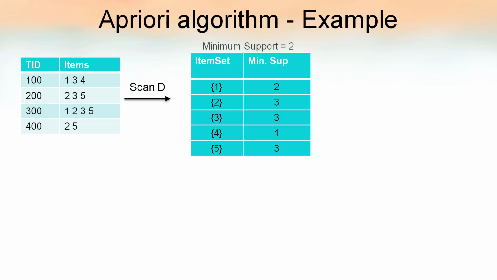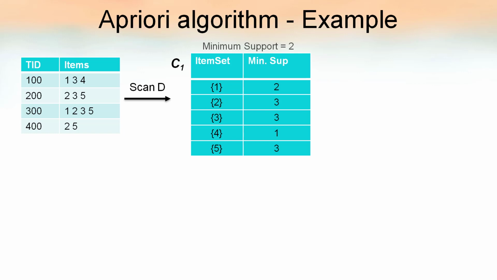After scanning database D, we are generating C1, which means after the first scan, we are generating candidate set C1. As per step 1, here we are taking individual items as a set. So in total we have 5 items: item 1, item 2, item 3, item 4 and item 5 in our database. In the second column we are calculating the support. For item number 1, support is equal to 2, which means in two transactions we can see item number 1: in transaction ID 100 and in transaction ID 300. So support is equal to 2.